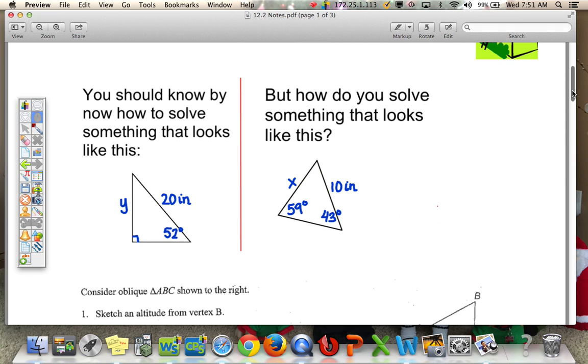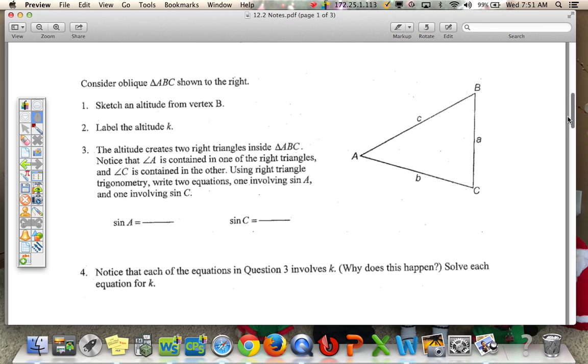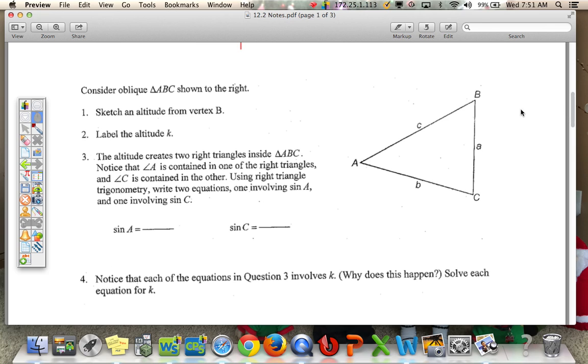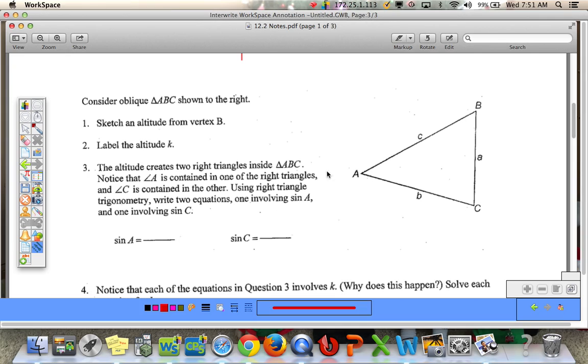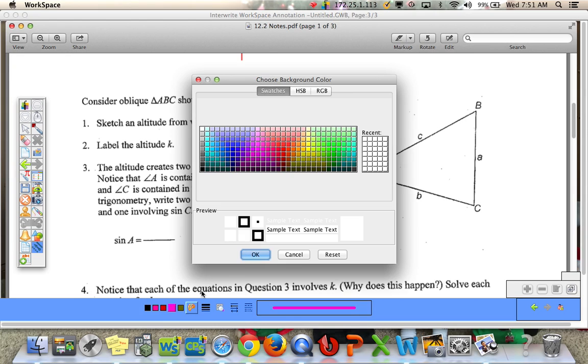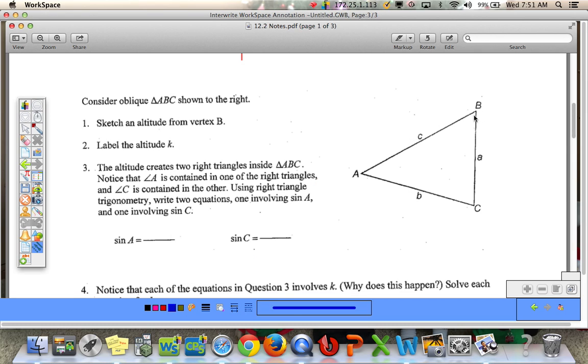So we're going to do a little investigation. And we're going to take a look at how we can use what we know about right triangles to solve something that is not a right triangle. So it says, consider the oblique triangle ABC shown to the right. Sketch an altitude from vertex B. So an altitude meets the opposite side of the angle at a 90-degree angle. So altitude means height. So there's my altitude.